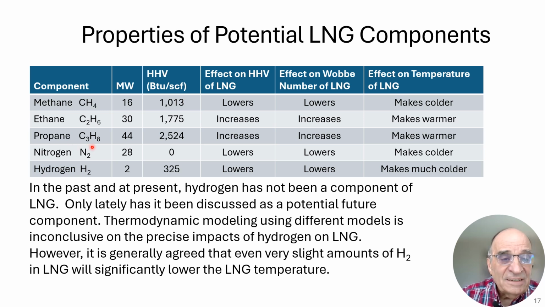Propane, C3H8, has a molecular weight of 44, a higher heating value of 2,524, so it significantly increases the BTU content of your LNG, which would be a higher heating value. It significantly increases the Wobbe index, or the Wobbe number. And it makes the LNG warmer.